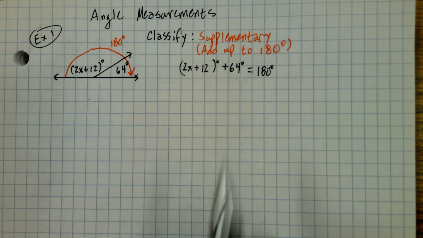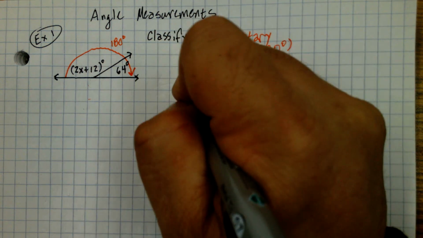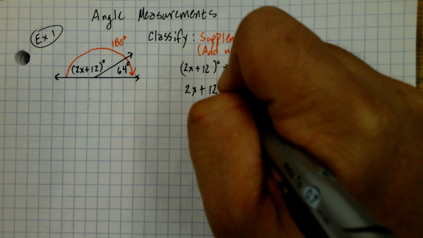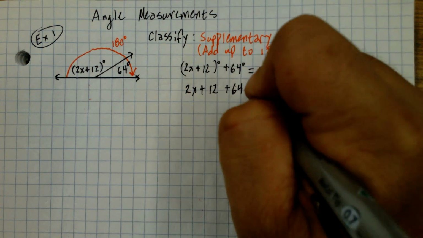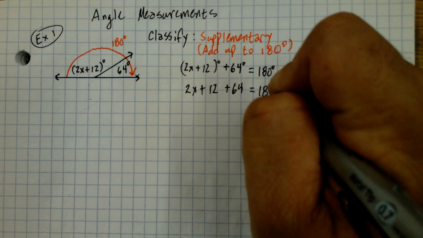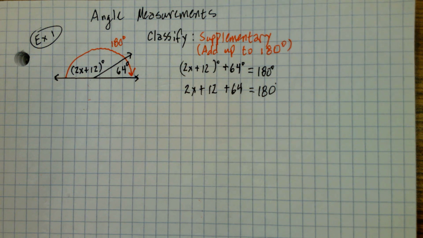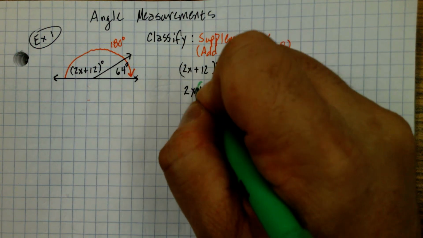Now we don't need all this extra stuff. We could just remove it. So it's just 2x plus 12 plus 64 equals 180. Okay, we don't need the symbols anywhere. But now it's just an equation that we can solve to figure out x. Let's see, what comes next? If I'm solving an equation, don't I have to combine any like terms? And we have some here.